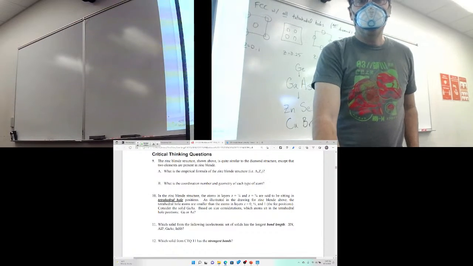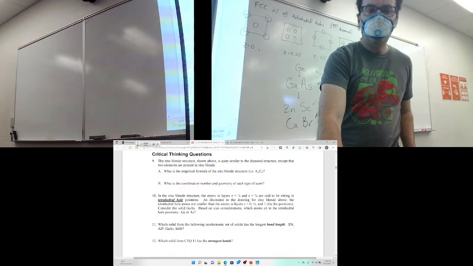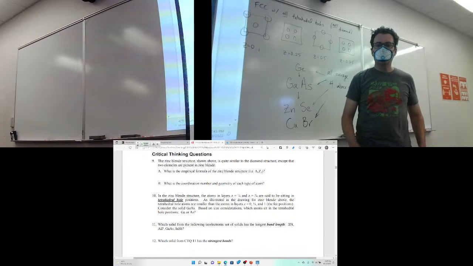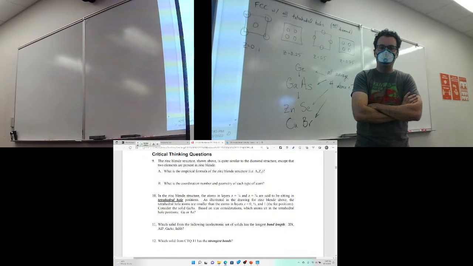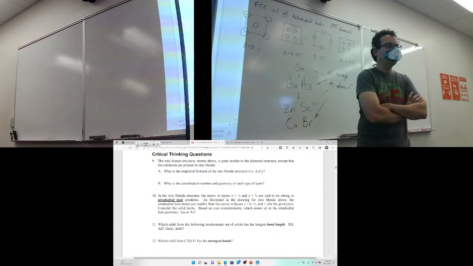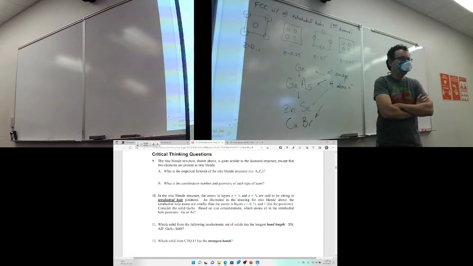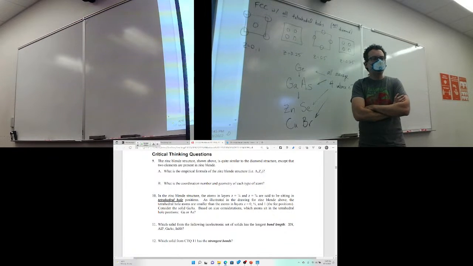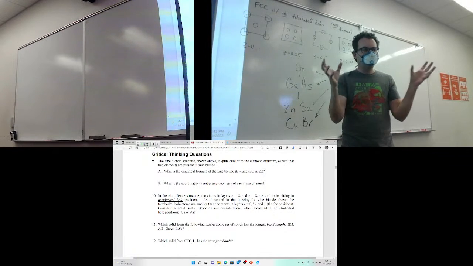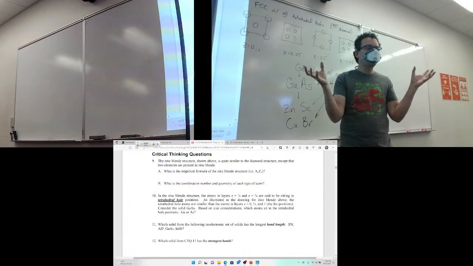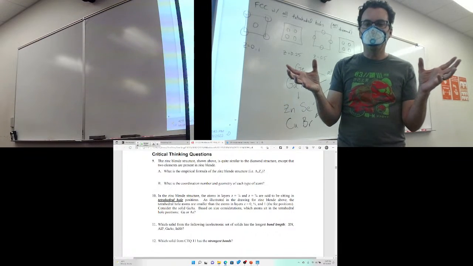11. Which solid from the following isoelectronic set of solids has the longest bond length? BN, AlP, gallium arsenide, indium antimonide. The last one, because it uses the biggest atoms. If you're using the biggest atoms, you're going to make the biggest crystal structure, the biggest unit cell.